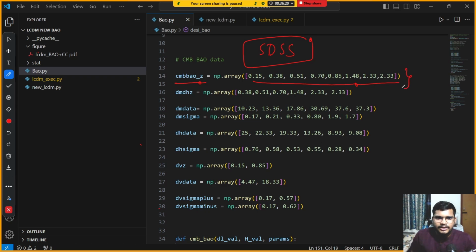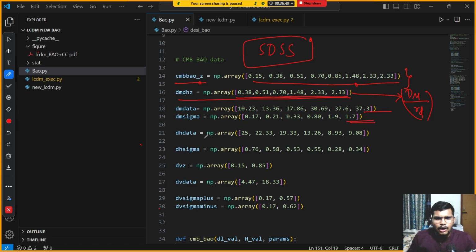So this is the z effective. This is dm over rd, right? dm over rd. This is the z corresponding to dm over rd, because not every data point has dm over rd. You understand that there are some data points where dm over rd is missing, so I'm just extracting those points where dm over rd is there. There is dm data. Again, what are the sigma?